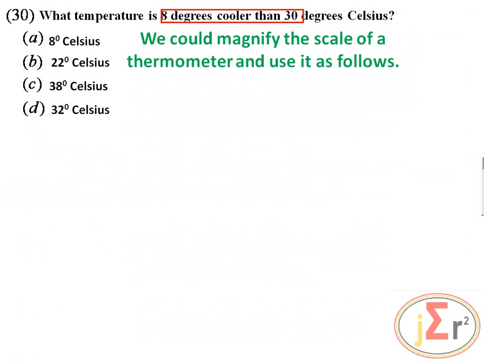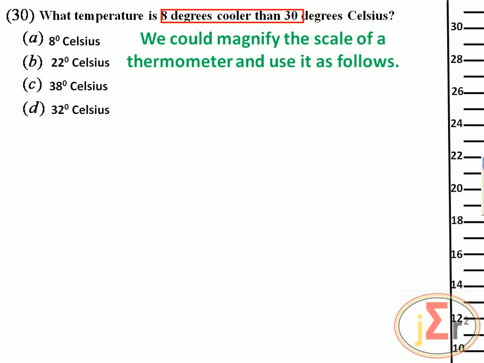We could magnify the scale of a thermometer and use it as follows. So instead of doing a physical subtraction, we may take a look at the scale of a thermometer. Go to 30 degrees. The temperature is 8 degrees cooler than 30 degrees Celsius. So we will begin at 30 degrees Celsius. So we will go to the 30 degrees marker. Right there.